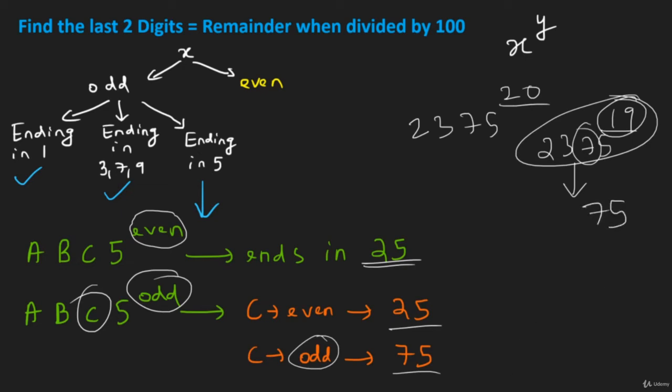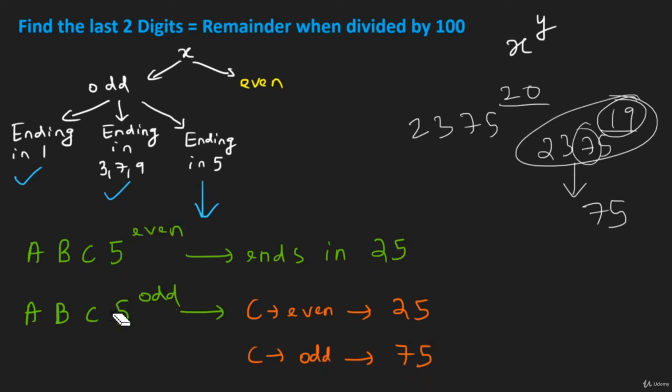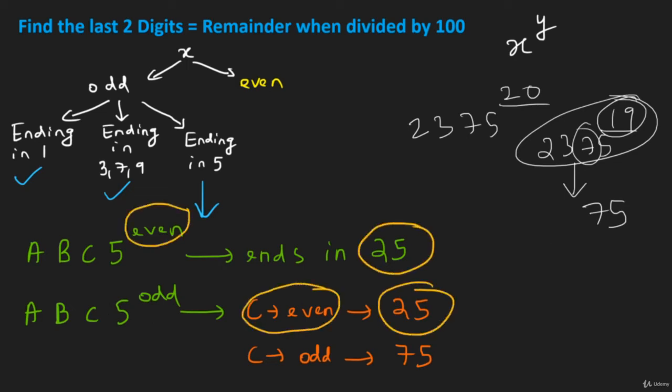So in what are the cases where you can see the number ending in 25? Let's summarize. You can see if the power is even, it'll end in 25, and if the power is odd but C is even, right, it will end in 25. All right. If the power is odd and C is odd, you will get 75 as the last two digits.